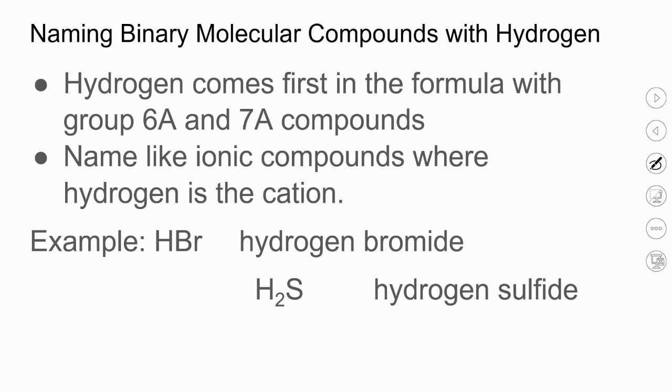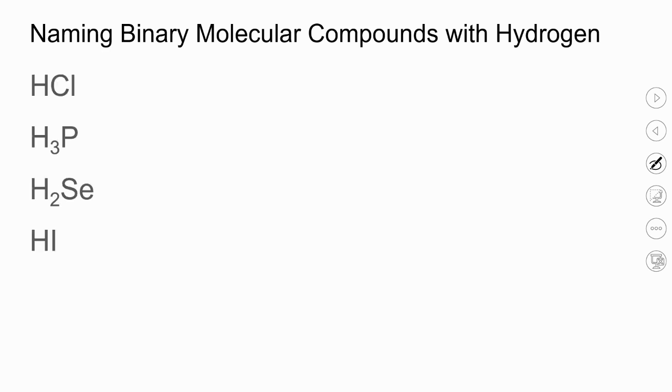Okay, I see a few pencils writing, so we're going to wait for just a minute. Okay. Let's just name it together, so there's only 4. How about this one? What would we call this? We have hydrogen, something else? Chloride. No prefixes. Hydrogen chloride. Okay, how about this one? Hydrogen phosphide. Good. How about this one? Hydrogen selenide. Good. And the last one? Hydrogen iodide.